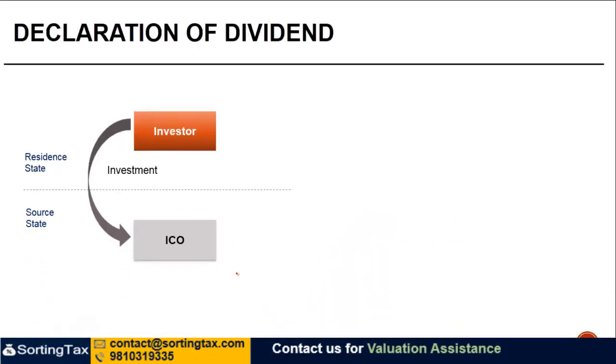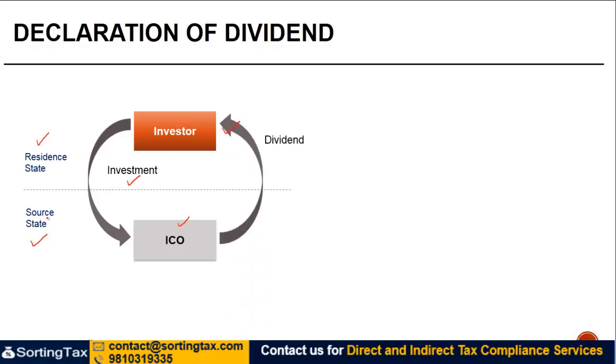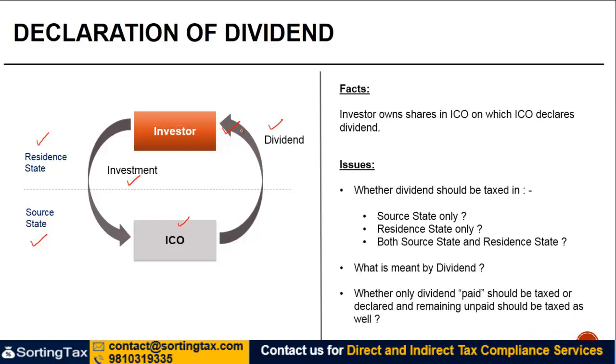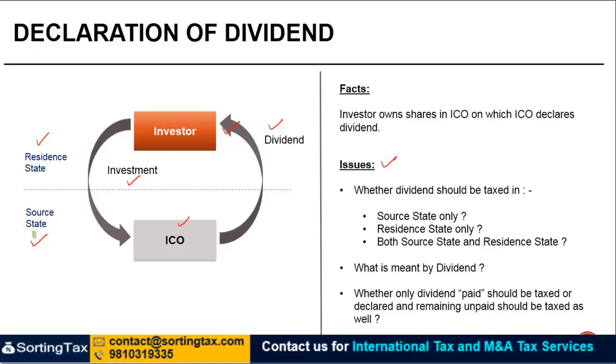So in case of dividend, what happens is that there could be an investor who's a resident of one state. He makes an investment in an Indian company, which is also the source state, right? And this Indian company declares dividend to the investor. The questions which come up to our mind are, who should have the right to tax such dividend? Let's come to the issues. Should the right to tax be with the source state, right? Should it be with the state of residence, or both the source state and the resident state?